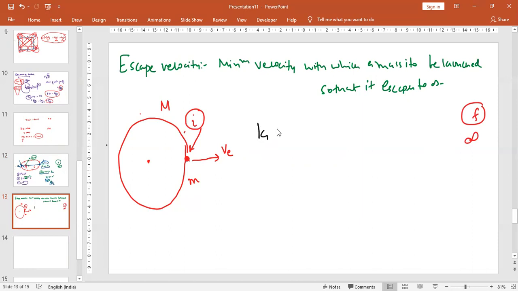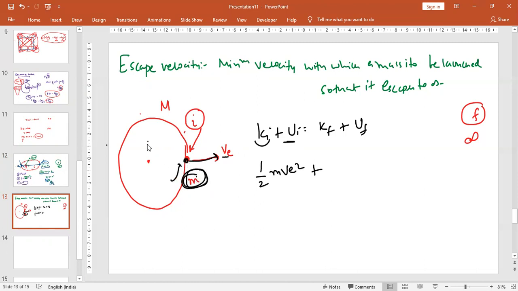So kinetic initial plus potential initial will be kinetic final plus potential final. What will be the initial kinetic energy of the mass? Because we are launching it with escape velocity v, it will be half m v squared. Plus what will be the potential energy? When you launch, the mass is at the surface of the planet and this is the center of the planet, so the distance between the two centers will be r. So potential energy will be minus G M m upon r. The final kinetic energy will be zero, because my only aim is to send the mass to infinity. I don't care whether the mass at infinity will move or not, so I'll take kinetic final to be zero.